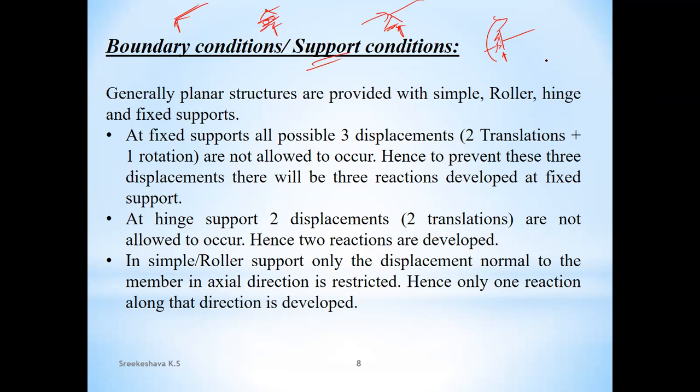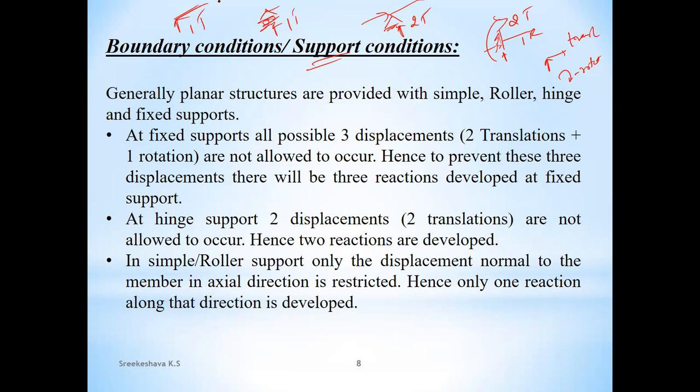So we generally term axial forces as translations and moment as rotation. Generally, a fixed support has two translations and one rotation. A hinged support has two translations. A roller has one translation, and a simple support has one translation.